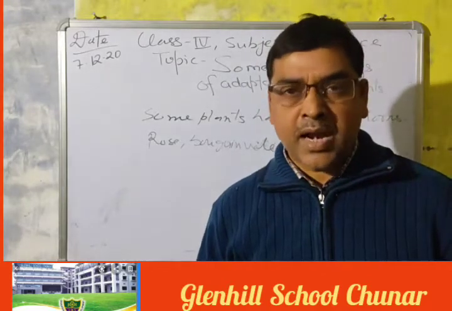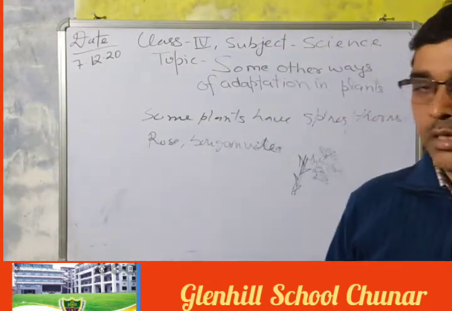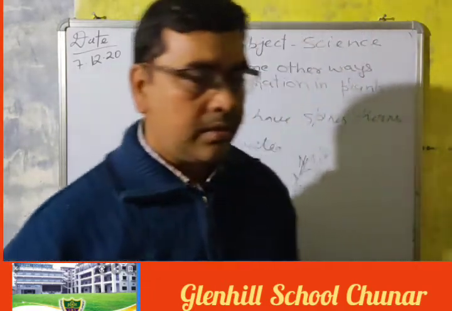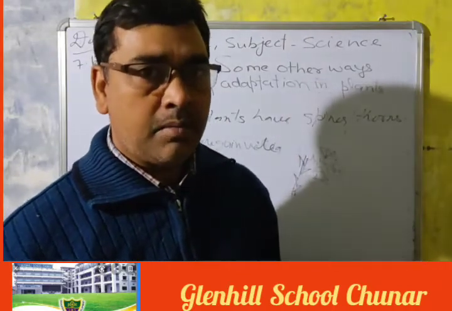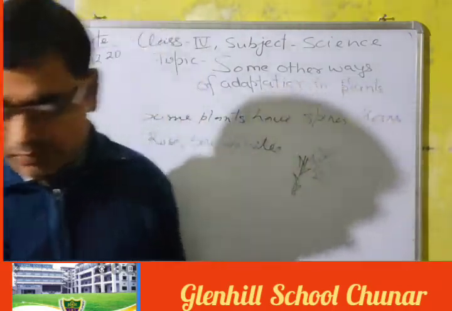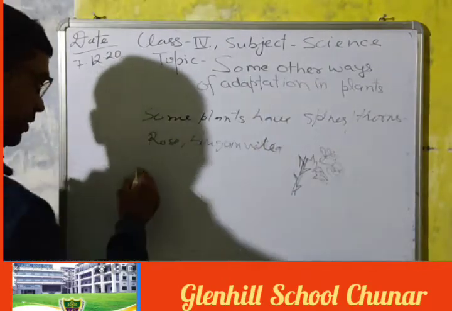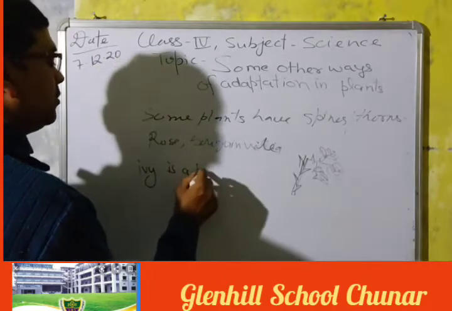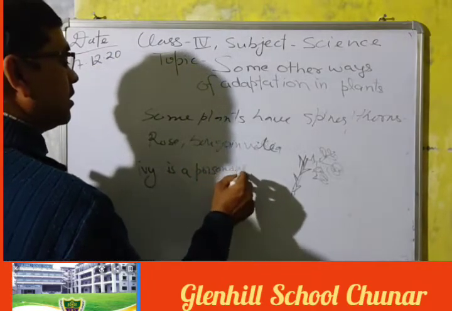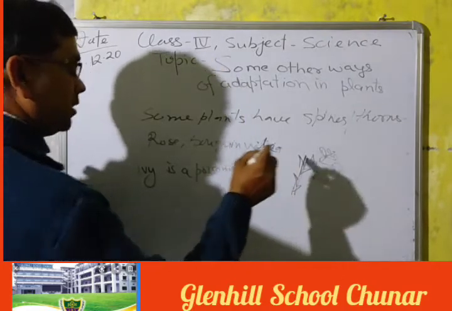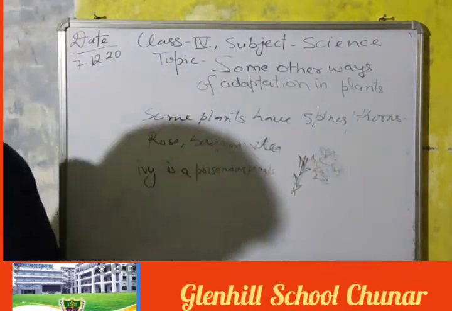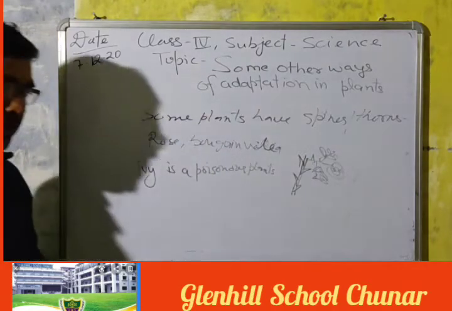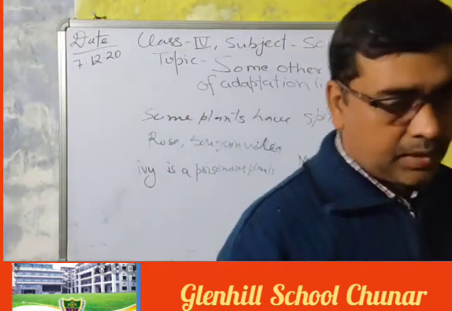Some plants are poisonous in nature. They have a bad smell, by which they are protected from being eaten by other animals, like ivy, which is a poisonous plant by which they can protect themselves from getting eaten by other animals.